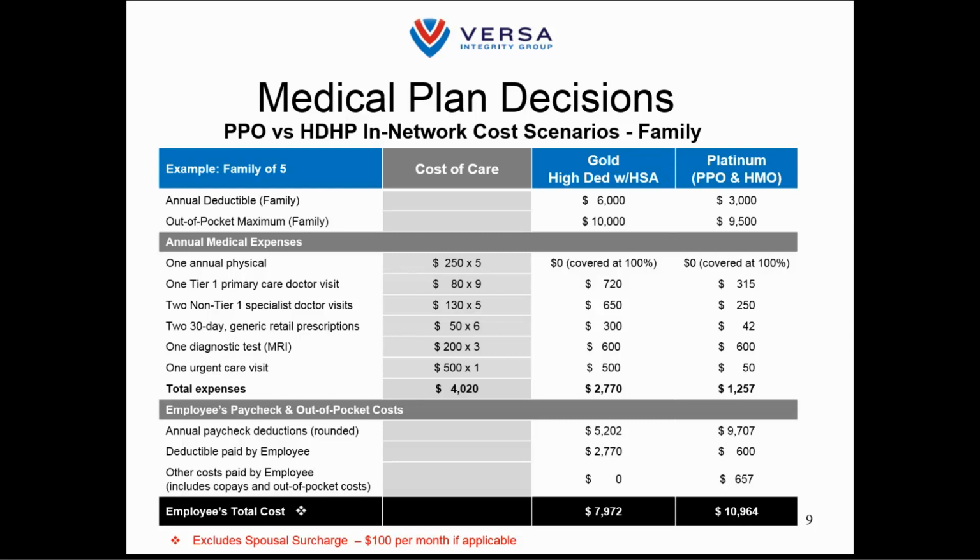But again, we must factor in annual payroll deductions and the amount of money that this person paid out of pocket. The high deductible plan would end up costing the family $7,972, and the platinum plan would cost $10,964. Remember that this family scenario does not include the spousal surcharge in the premium amounts, and it also does not factor in any contributions to their health savings account, which could offset even more of the high deductible plan costs.